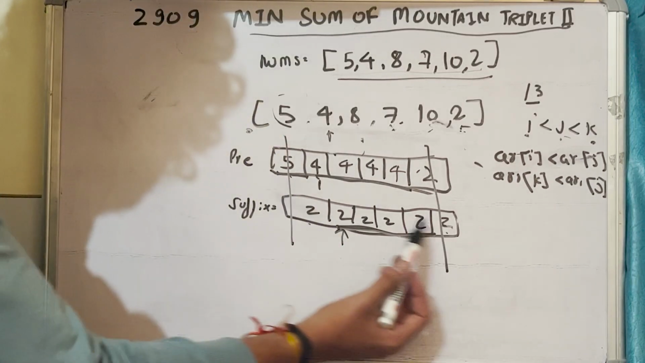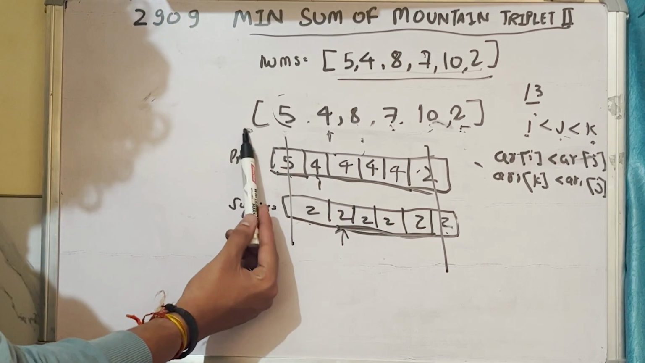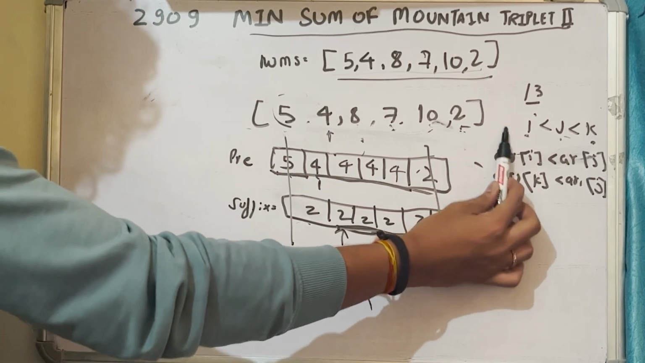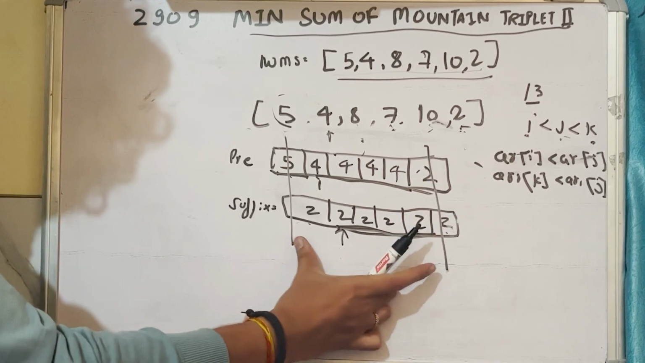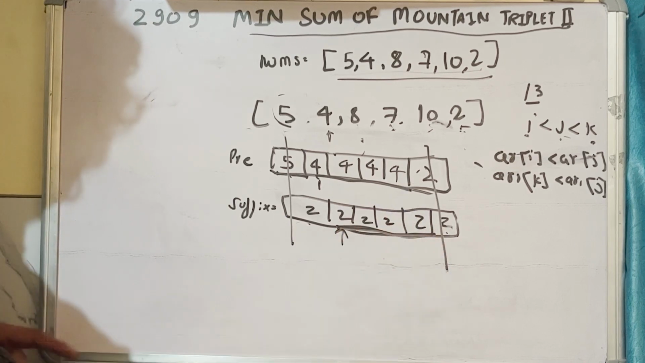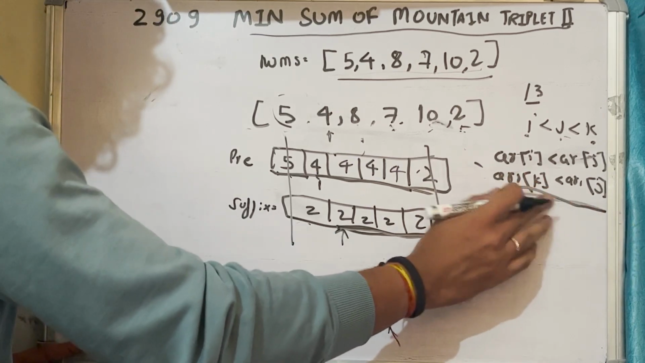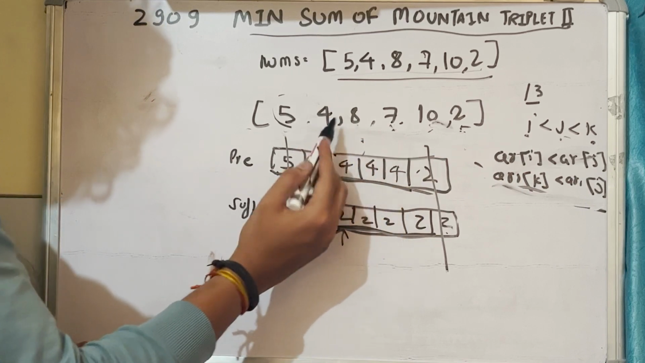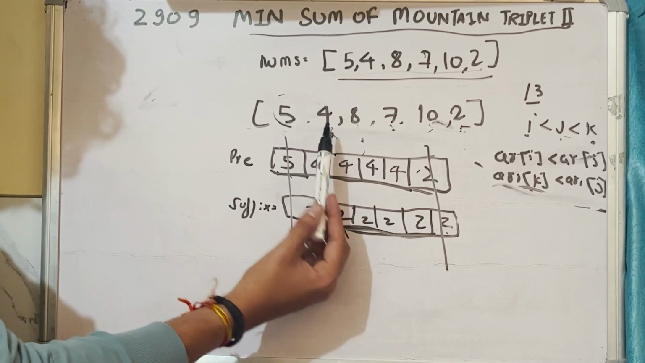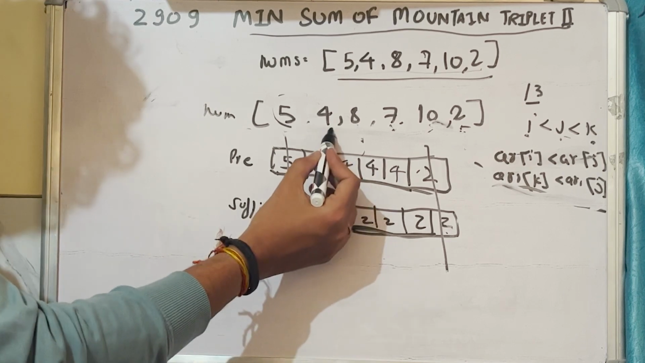You don't want to include these two indices, because if you choose this index as j, there is no ith index here, it will be out of bound. And if you choose this as your index j, there will be no k, as it will be out of bound. So you won't use the 0th index and the n minus 1 index. So you just travel to here, and you will check for these two conditions. If this is your k, you'll check if the value in the prefix is less than the value that we are choosing in this main nums array, and the value in the suffix also should be less than the nums value.